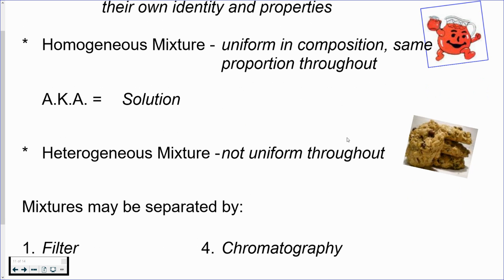Heterogeneous is not uniform throughout. An example would be a chocolate chip cookie. Everybody has taken a bite out of a chocolate chip cookie and there's only been one chocolate chip, and then there's a whole bunch elsewhere. I also like to think of a pepperoni pizza. You always have slices that have a whole bunch of pepperoni and some slices that don't.